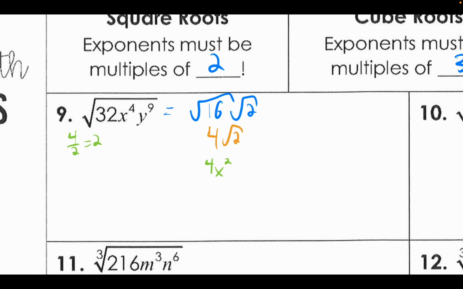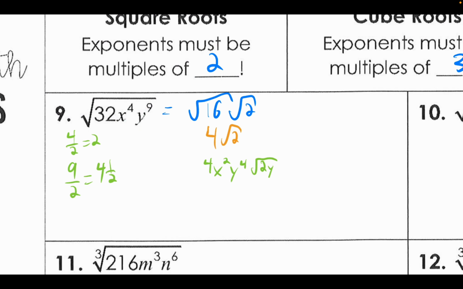Multiple of 2. What about 9? 9 is not a multiple of 2. Well, 9 divided by 2 again, this number divided by the index, is 4 with a remainder. So y to the fourth with a remainder of the y. So that remainder of y, the 1, is a y to the first inside the radical.